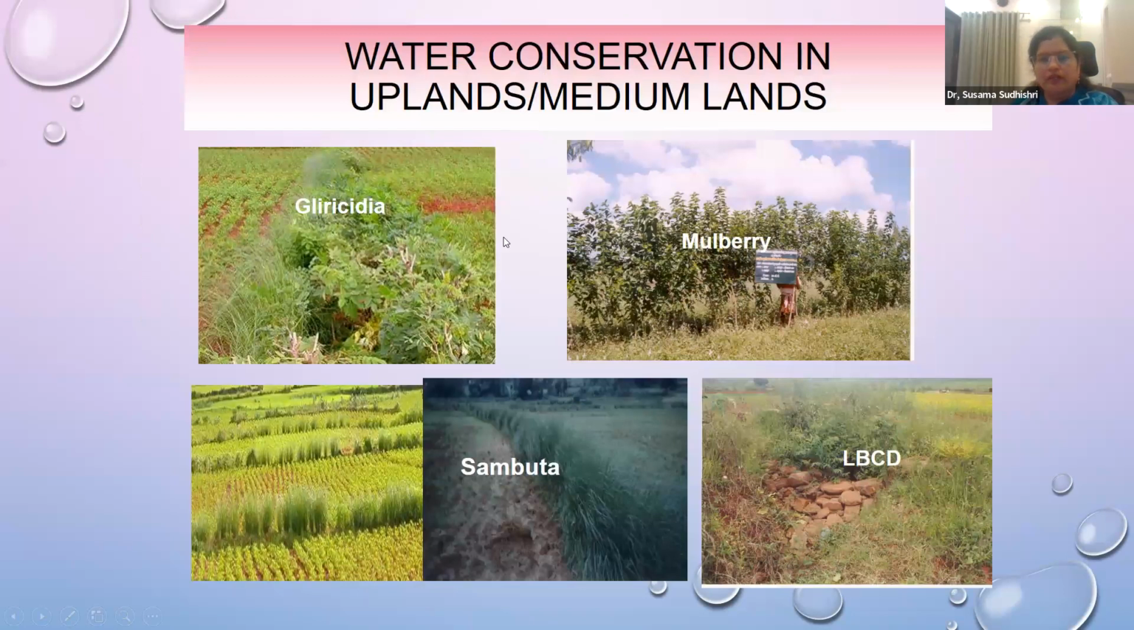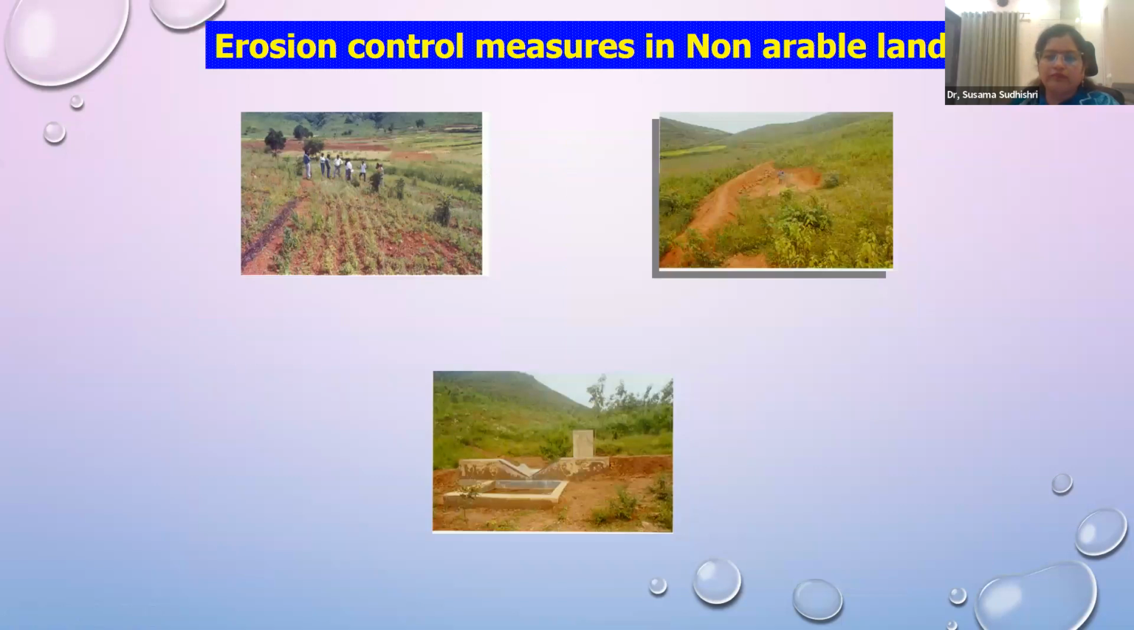Now come to the medium land. On medium land, the farmer wants not only soil erosion to be reduced, but also fuel load as well as crop yield to be increased. For these types of things we can work across the slope. Here you can see the LBCD, loose boulder check dam, in a small gully. You can see upstream there is a lot of vegetation. Why? Because when sediment deposition is reduced upstream, vegetation is automatically generated. So these are some of the things we can do on the medium land.